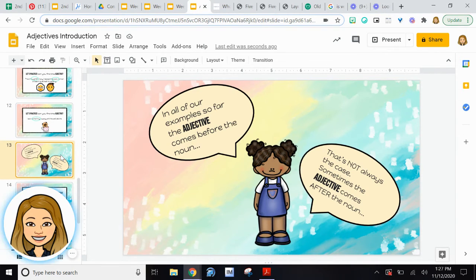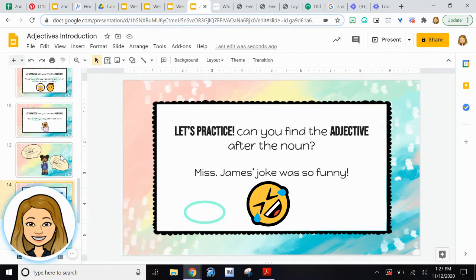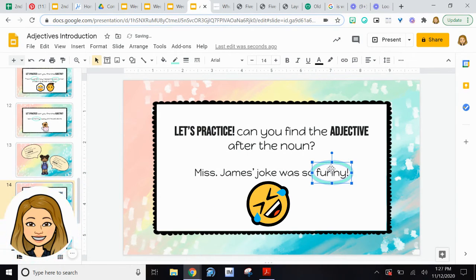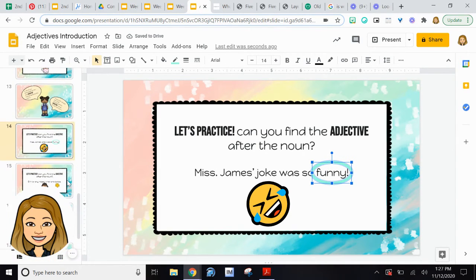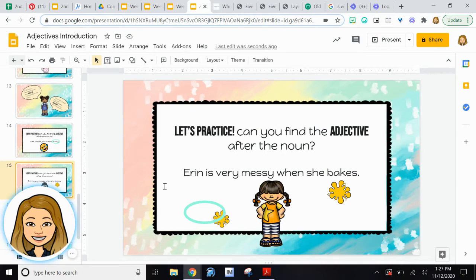In all of our examples so far, the adjective has come before the noun, but just so you know, that's not always the case. Sometimes the adjective comes after the noun, like this. Miss James's joke was so funny. I see the describing word at the end, funny. This funny is describing my joke. Haha.